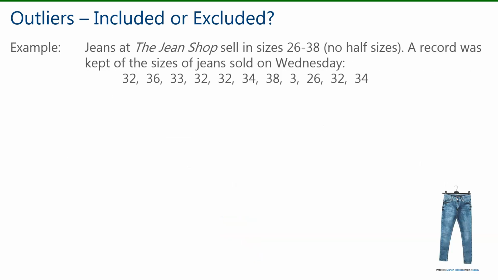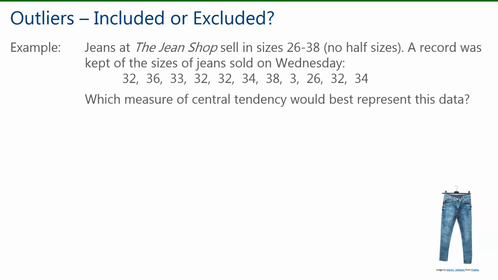Jeans at the jean shop sell in sizes 26 to 38, and at this store there are no half sizes. A record was kept of the sizes of jeans sold on Wednesday. Have a close look at this data set. The question that we will ultimately answer here is which measure of central tendency would best represent this data. The first thing I want you to consider, though, is do we have an outlier in this set of data?